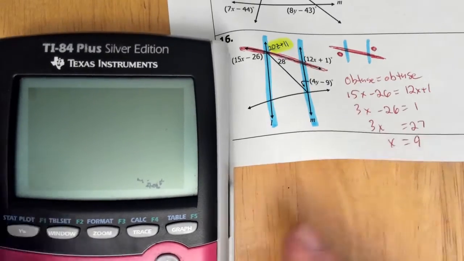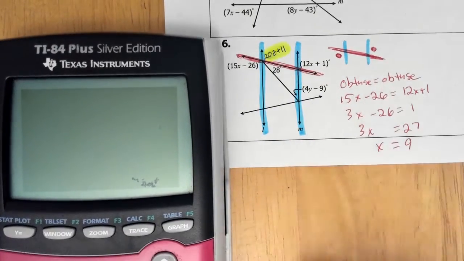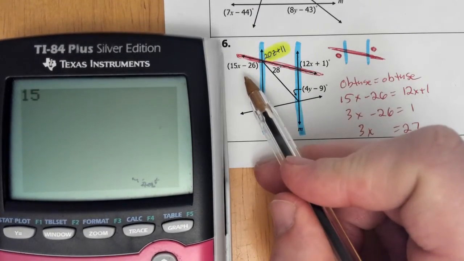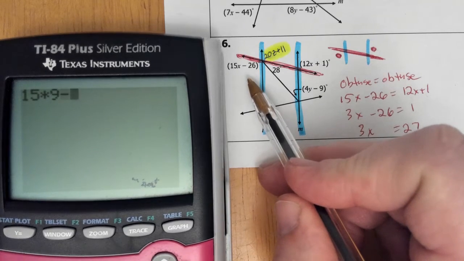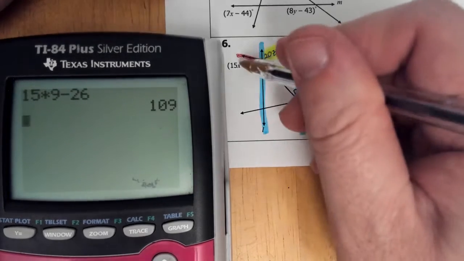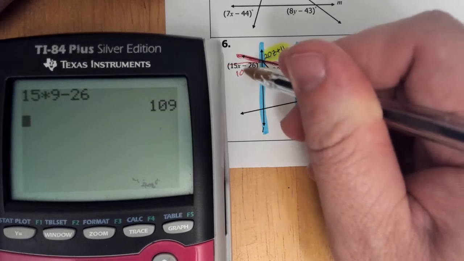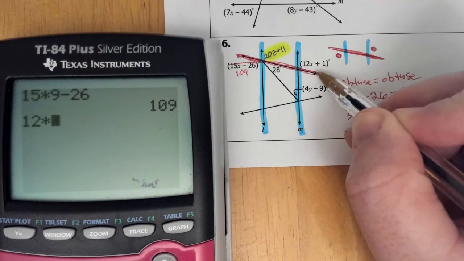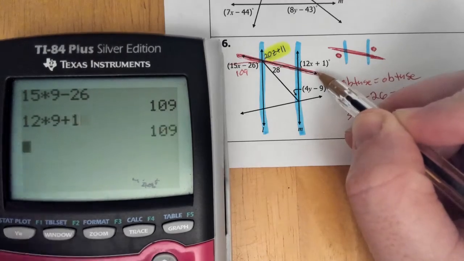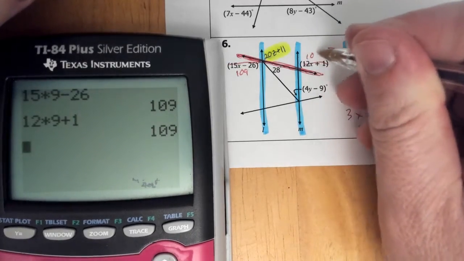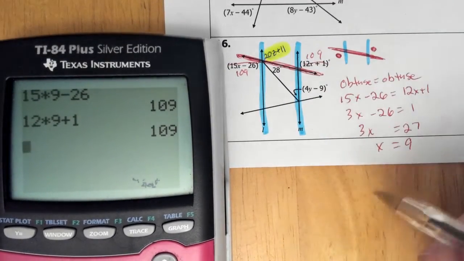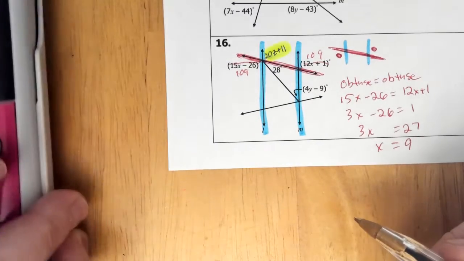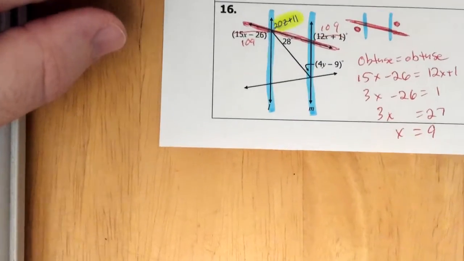Zoom out just a little bit. All right, so wherever we saw an x, we're going to plug that back in. So that is 15 times 9 minus 26. We pop out with 109. So this right here is really 109. And over here, 12 times 9 plus 1, we got 109. And they were supposed to be equal, so I feel really good about that. So that's perfect.